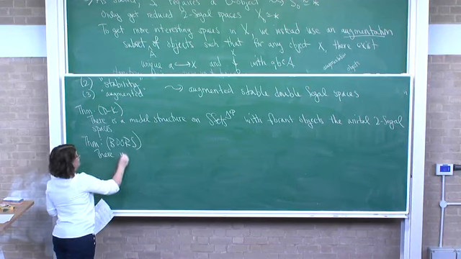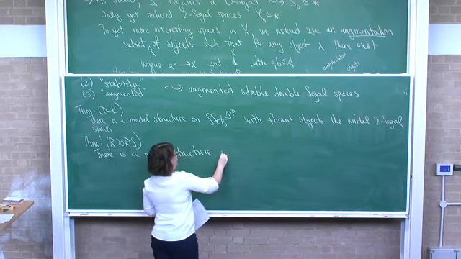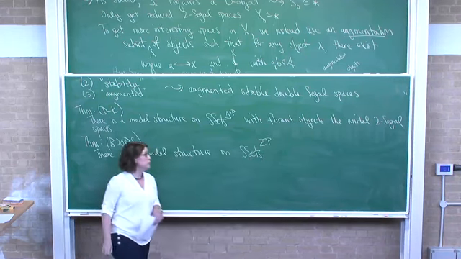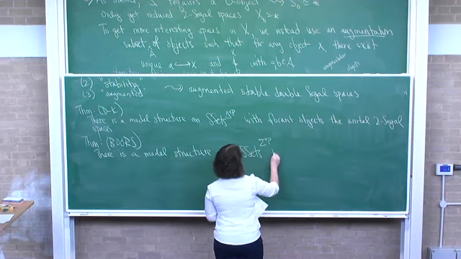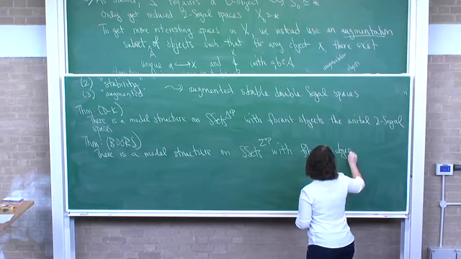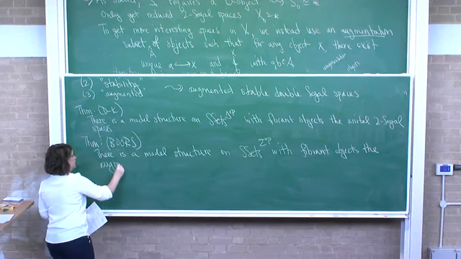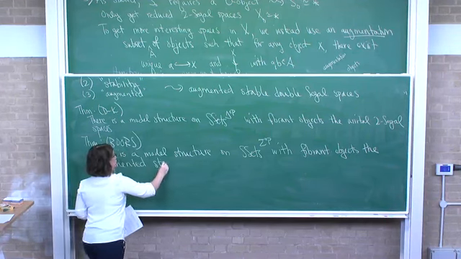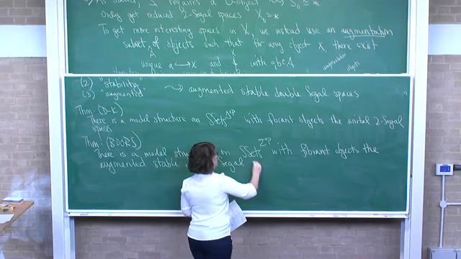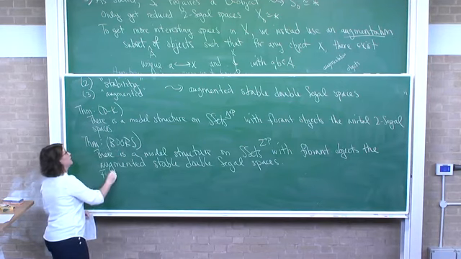So there is a model structure on the category of these functors from sigma op into simplicial sets with fibrant objects, the augmented stable double Siegel objects. And furthermore, it's equivalent to this.